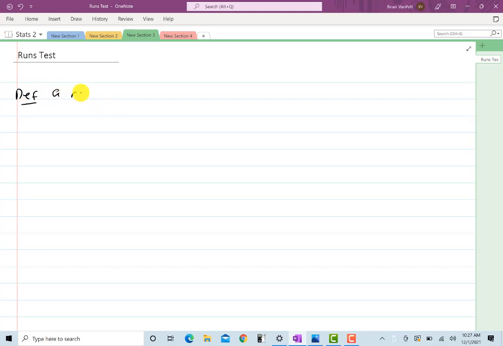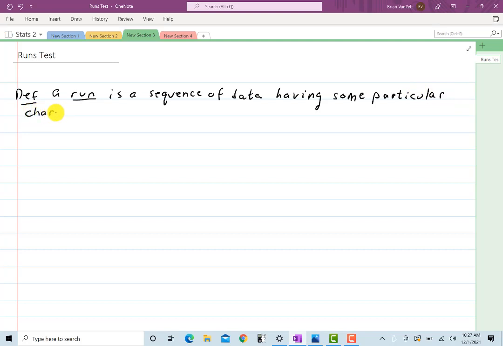A run is a sequence of data having some particular characteristic. Whatever that characteristic may be, whatever characteristic of interest, I guess, is what we should be talking about.